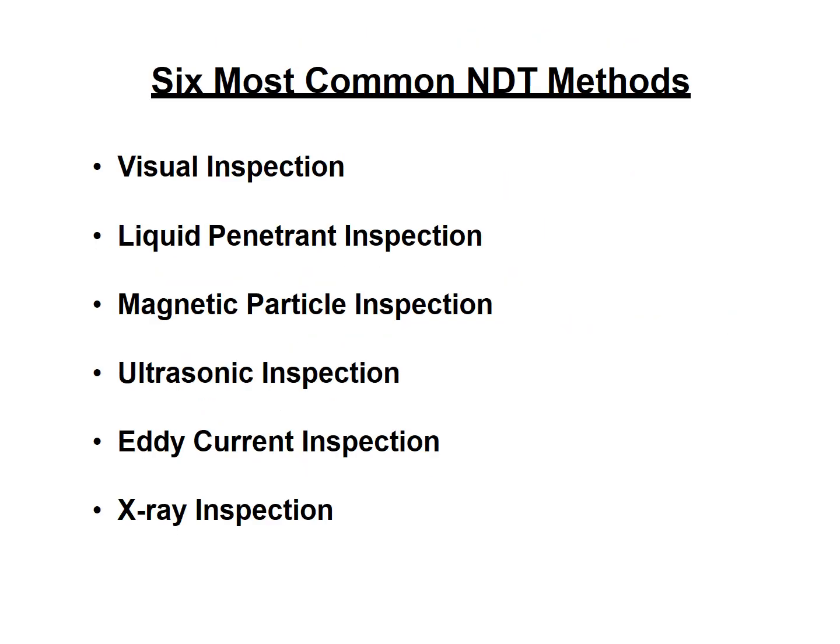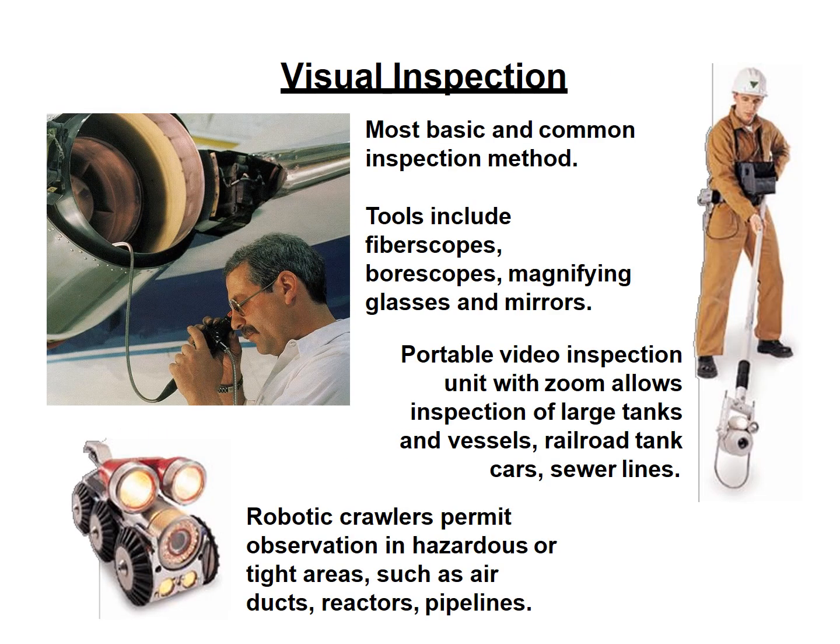The most common NDT methods are displayed here. The first and foremost is visual inspection, liquid penetrant inspection, magnetic particle inspection, ultrasonic inspection, eddy current, and X-ray inspection. These are the 6 commonly used NDT methods for the materials. The first thing is visual inspection.